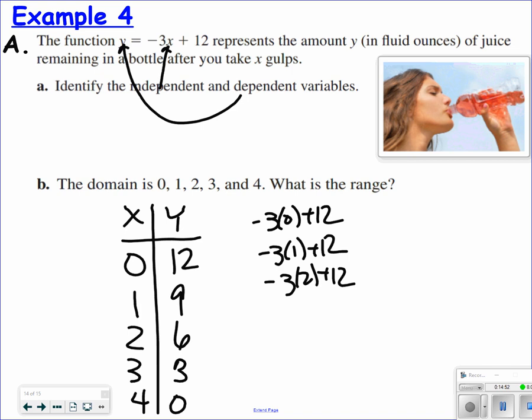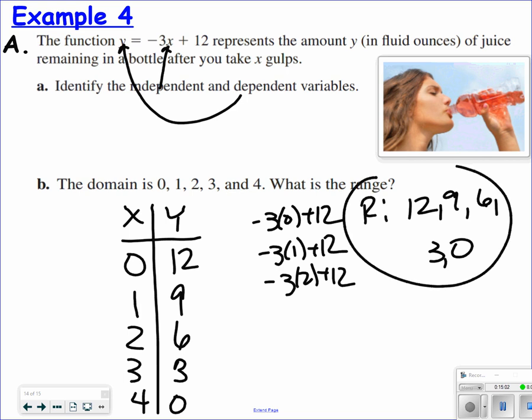So what is the range? Well, it starts off with 12, and then there's 9, and then there's 6, then there's 3, and then there's 0. So the range, again, is the y values in the problem. So the domain was given to me, or the x values in the problem were given to me.